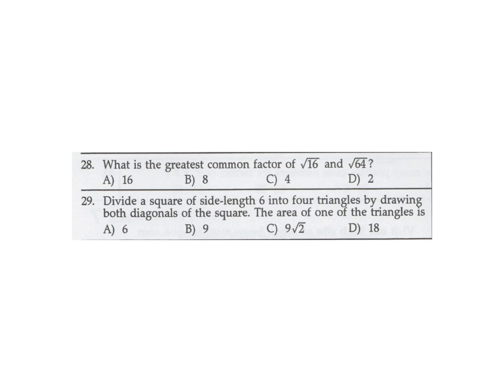What is the greatest common factor of root 16 and root 64? Root 16 is 4. Root 64 is 8. Right? So the greatest common factor, something that can divide into both of them, is 4. 4 goes into 4, and 4 also goes into 8, obviously. So the greatest one would be 4. C is the answer.